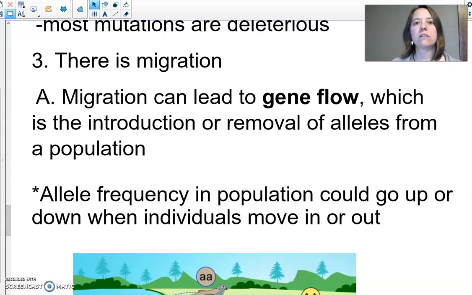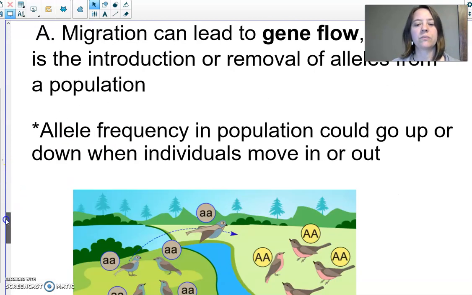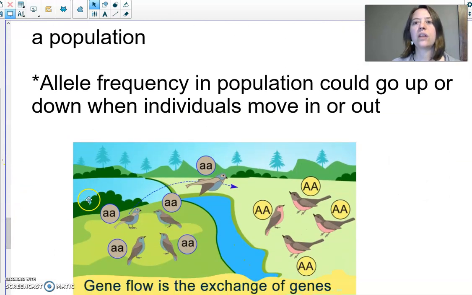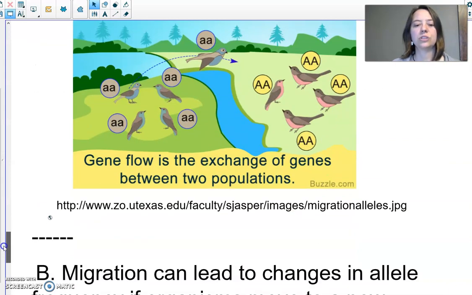The third requirement for evolution is migration, and migration can lead to gene flow, which is the introduction or removal of alleles from a population. We know that the allele frequency in a population will go down when individuals move out, and when individuals move in, the allele frequency of this population has changed. So that is evolution.